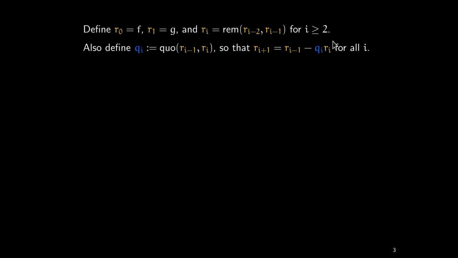Here's the connection between the r's and the q's. The remainder of tomorrow is the remainder of yesterday divided by the remainder of today, and this is the corresponding quotient. So it's a minus because you may want to put that on the other side and say this divided by this, this one is equal to this times the quotient plus the remainder. Okay.